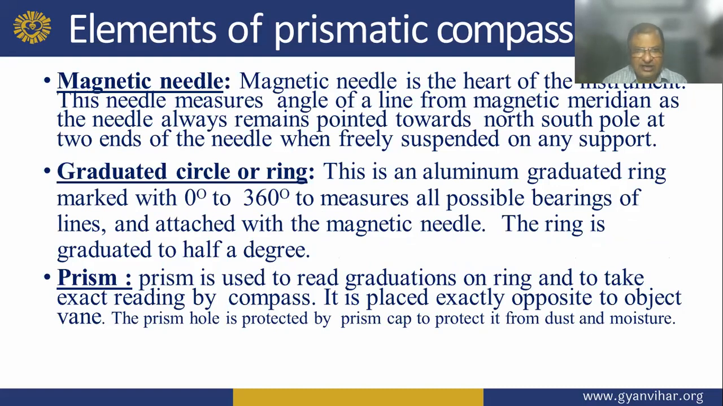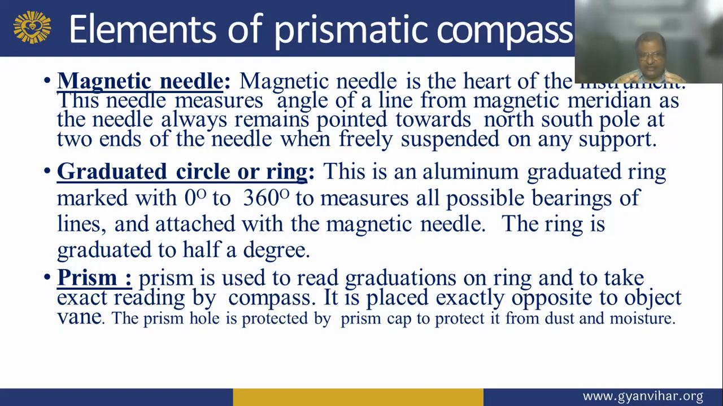So the magnetic needle is the heart of the measurement. This needle measures the angle of a line from the magnetic meridian, as the needle always remains pointed toward the north-south pole at the two ends of the needle when freely suspended on any support.